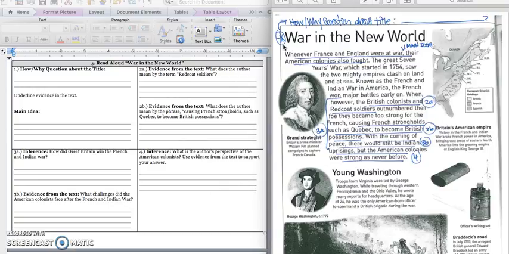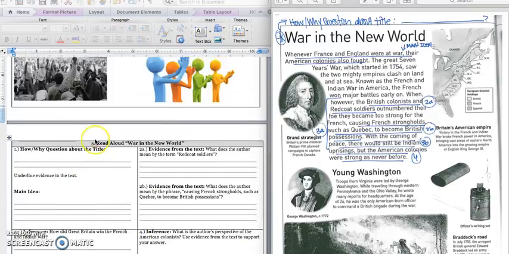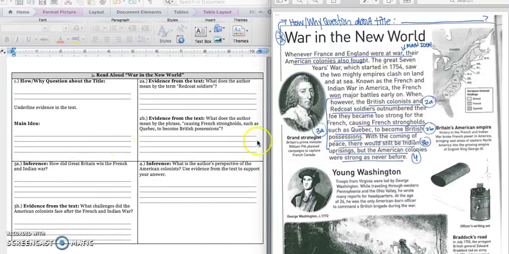And so the question I came up with is, how did war in the New World affect the American colonists in North America? Press pause to write down your answer to the question and play when you're ready for the main idea. And you can also get that question from right here, today's focus question. And as we're reading, we're going to underline our answer, and that's going to be our main idea. Let's get ready to read.